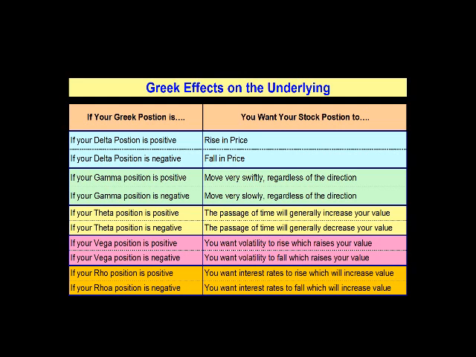Vega, if it's positive, you're long, so volatility helps your position. If Vega is negative, it hurts your position. And then, of course, with Rho, you don't want to spend a lot of time on it unless you're a big LEAPS trader. I don't trade too many LEAPS, but sometimes I will put some on if I see some long ones out there. But basically, you want interest rates to rise if you're positive Rho, meaning you're long a call. And if your Rho position is negative, you want it to fall.